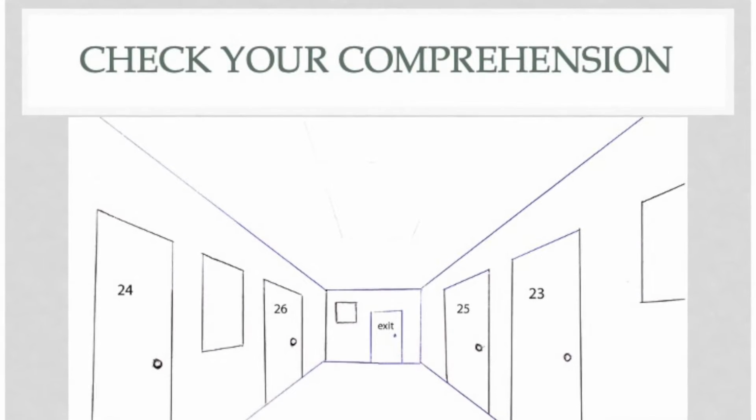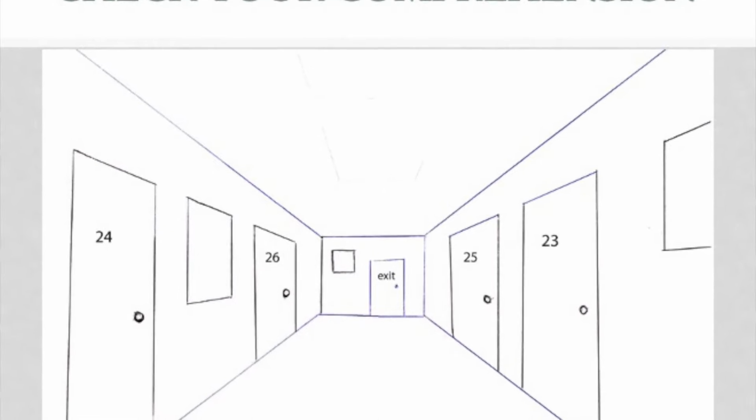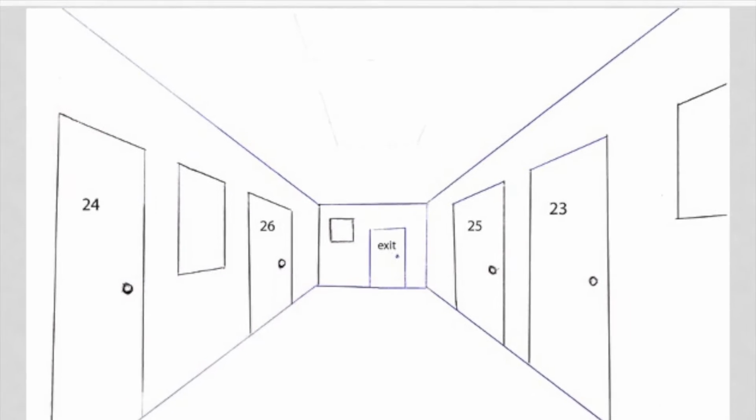How did you do? Were you able to successfully flip the orientation? Are these the numbers that you expected to see?